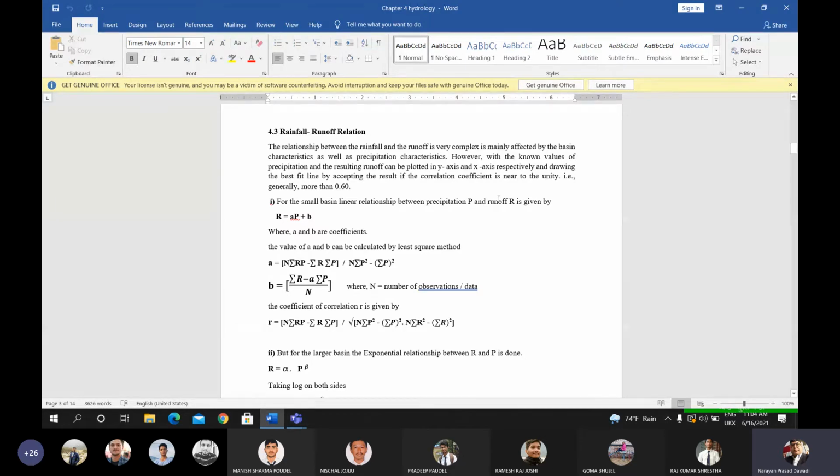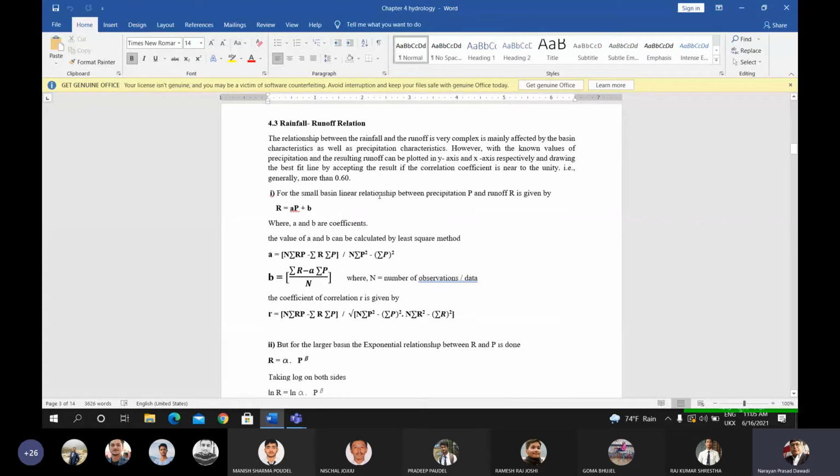Now the number of observations or data provided is n, and you can find the values of A and B. After putting in the values of A and B, R is equal to AP plus B. If you know the value of R, P can be calculated. If you know the value of P, R can be calculated. This is the linear regression equation.